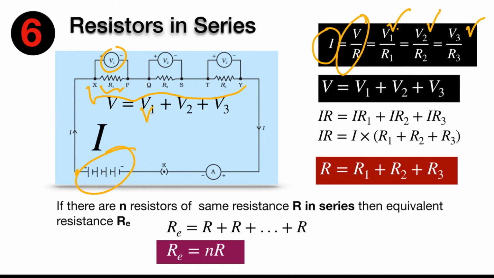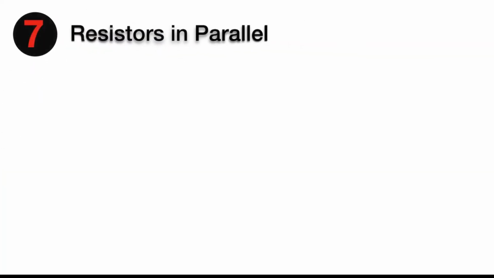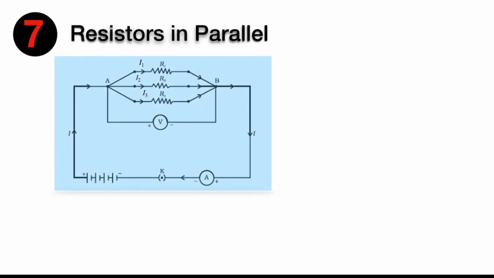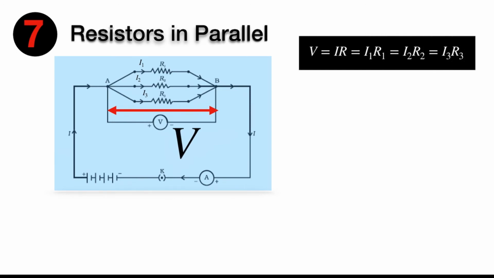If there are n resistors of same resistance R in series, then equivalent resistance Re is given by Re equal to nR. When resistors are in parallel, potential difference across all the resistors is the same, V. The value of V can be given by any of the I and R relations for any of the resistors. So V is equal to IR, where I is the current in the circuit here, and R is the equivalent resistance of all these three resistors.